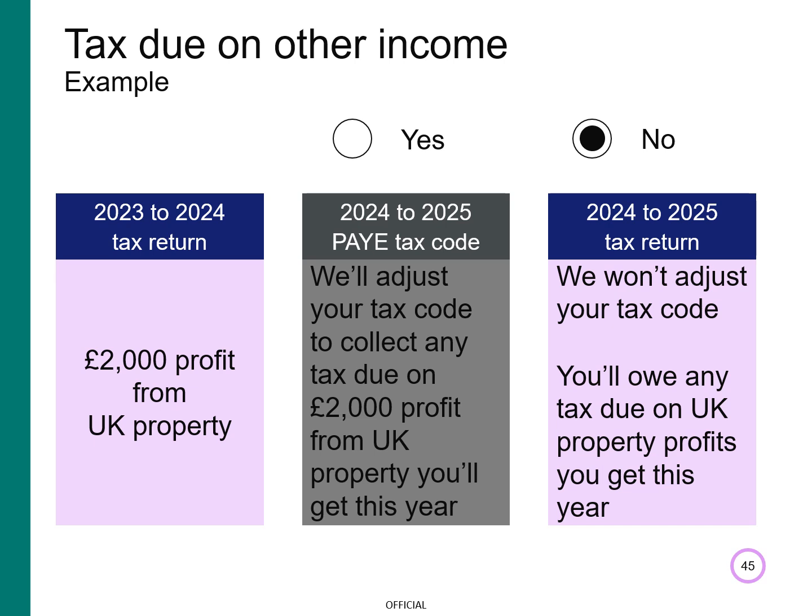If you answer no, we won't adjust your tax code. When you fill in your tax return for 2024 to 2025, you'll have a tax bill for any tax due on any UK property profits that you have in the year.